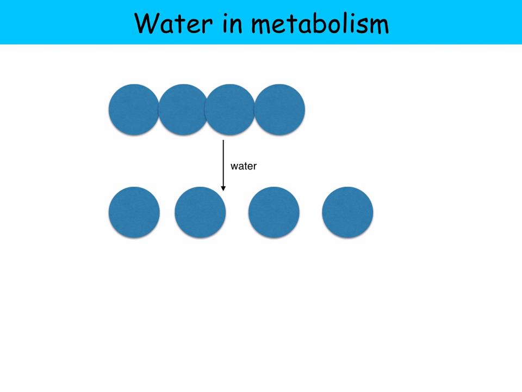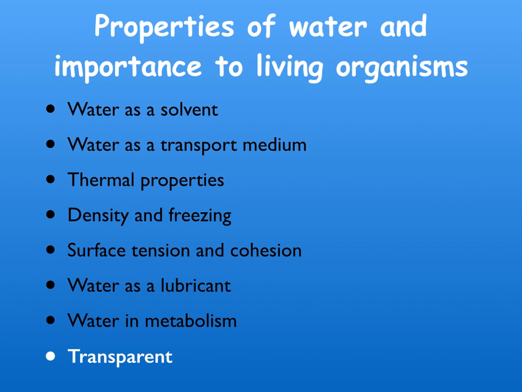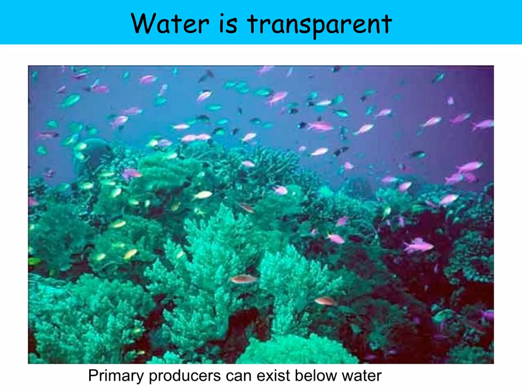Water metabolism. Water is used to break down many complex molecules by hydrolysis. Chemical reactions take place in an aqueous environment. And water is also the raw material in photosynthesis. So three things: water is used in metabolism, hydrolysis, chemical reactions require an aqueous environment, and water is the raw material in photosynthesis. And then lastly, water is transparent. Since water is transparent, aquatic plants can photosynthesize below water.